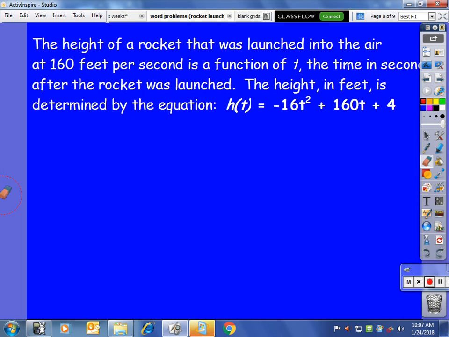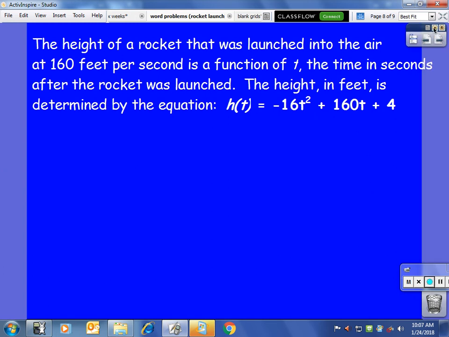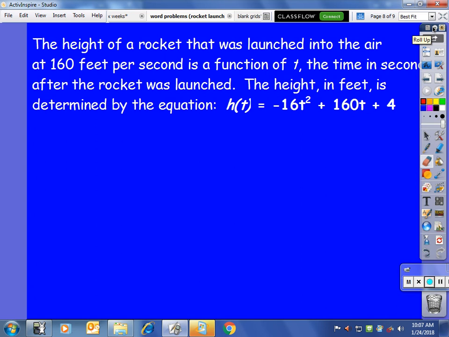Okay, it says the height of a rocket that was launched into the air at 160 feet per second is a function of t, the time in seconds after the rocket was launched. Sounds very complicated. It's not as bad as it sounds, I promise. The height in feet is determined by this equation. What does h of t mean? Y.